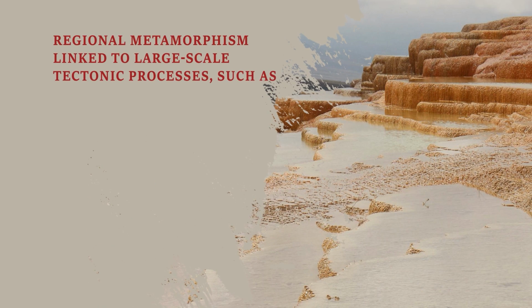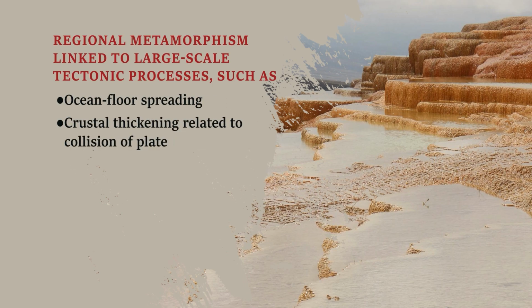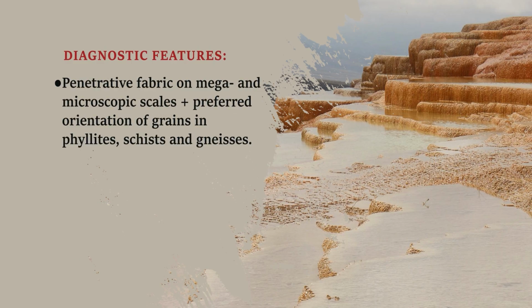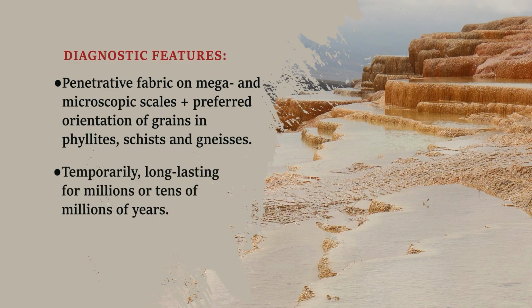The regional metamorphism is linked to large-scale tectonic processes such as ocean floor spreading, crustal thickening related to collision of plates, subduction, and deep basin subsidence. The diagnostic features are penetrative fabric on mega and microscopic scale and preferred orientation of grains in phyllites, schists and gneisses, temporally long lasting for millions or tens of millions of years.